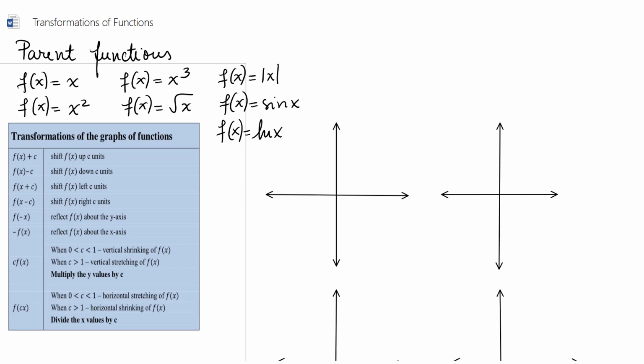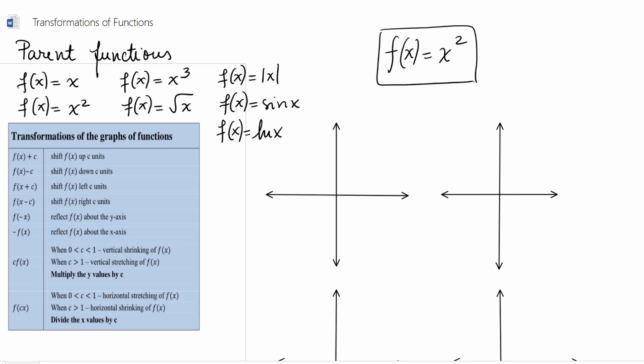x cubed is the cubic function, square root of x, maybe cube root of x, absolute value of x, and then when you go to trigonometry, you'll see sine of x, cosine of x, all the trigonometric functions. Also, ln of x are parent functions. So what we're going to do, we're going to take a parent function, like in our case, let's discuss f of x equals x squared. We'll take that as our parent function.